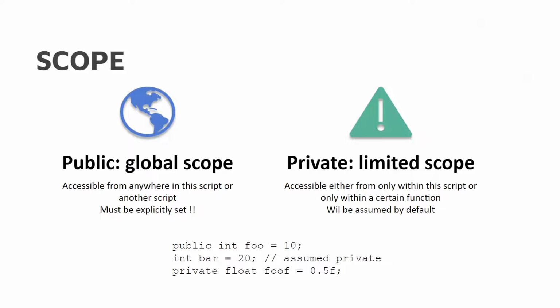So public is global in scope and accessible through everything. It is not the default. You must explicitly set something to public. The idea being that good practice is that you only make things public that are absolutely necessary to be public, right? To avoid accidentally giving more power to the outside world than necessary. Private is the limited scope. It's accessible only from within the script or only within a certain function. This is what is assumed by default.